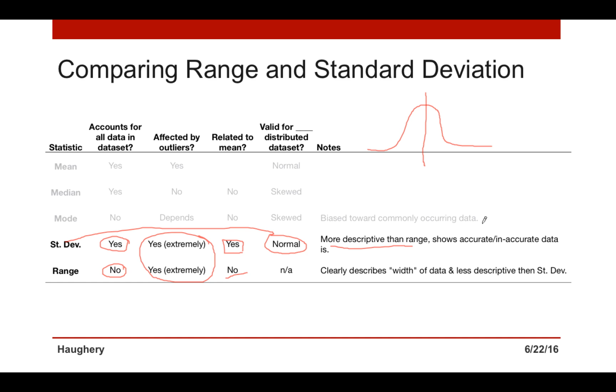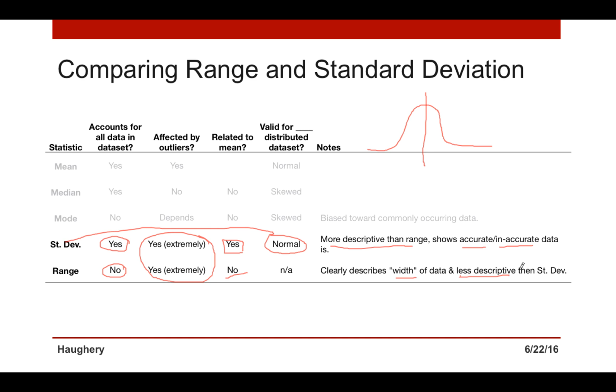It actually gives a better description because it takes all the data into account, and it shows the accuracy or inaccuracy of our data. So it gets at kind of the error of our data. And then of course the range clearly describes the width of the data, but it's less descriptive because it doesn't account for all of the data in the data set. It only accounts for the highest and lowest.